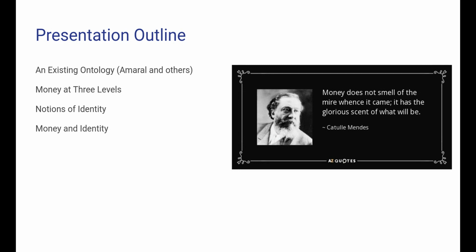Here's a presentation outline. We will first look at an existing ontology of money as proposed by Glenda Amaral and others. Inspired by this, we will look upon money at three ontological levels. We will then more in general look at various notions of identity and finally ask some questions about the identity of money.